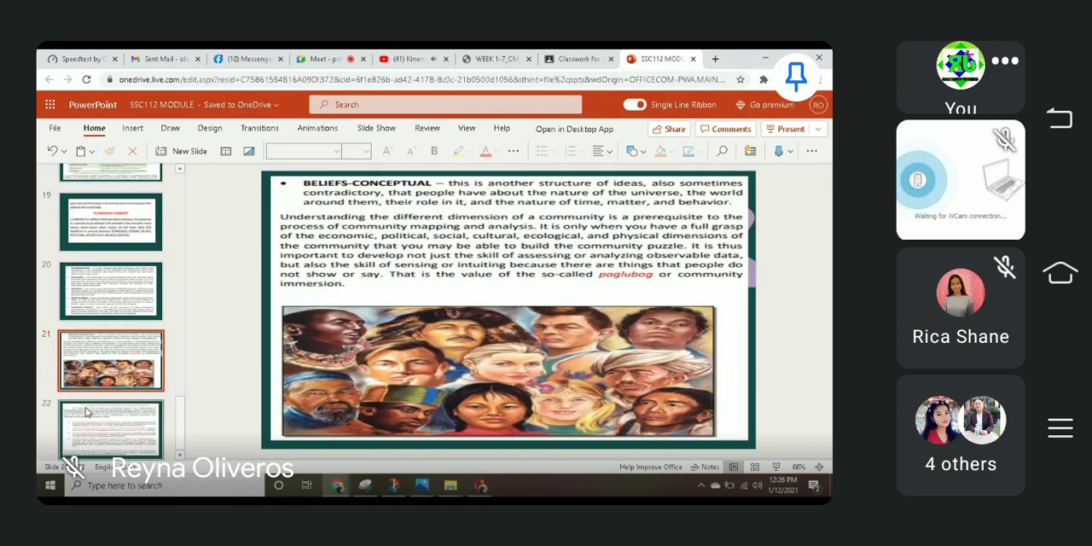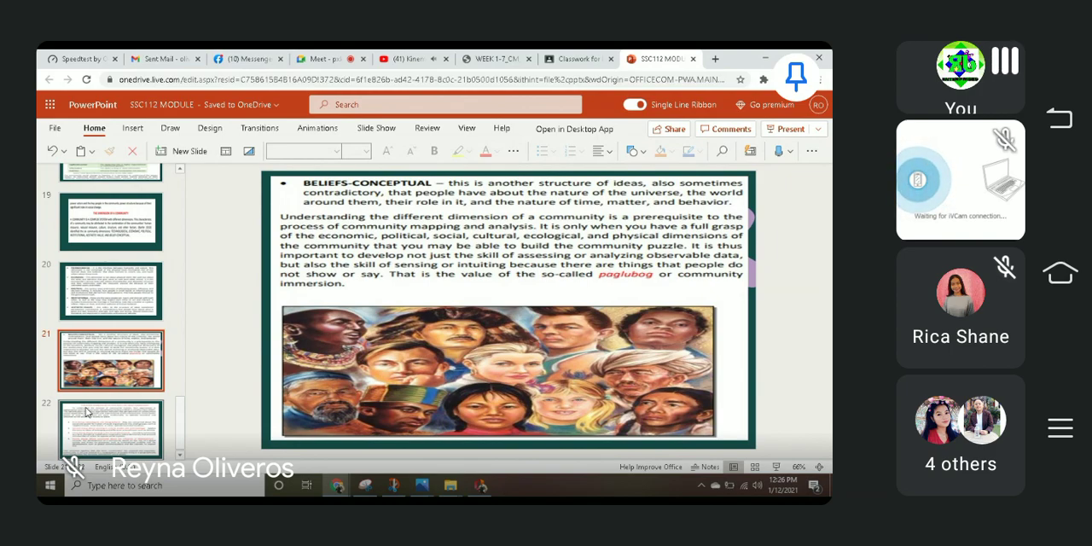Then, the last one is the beliefs or conceptual. Okay? So, sa beliefs and conceptual, this is another structure of ideas wherein it also sometimes contradictory that people have about the nature of universe, the world around them, their role in it, and the nature of time, matter, and behavior. Ano yung mga paniniwala ng mga tao sa isang komunidad?